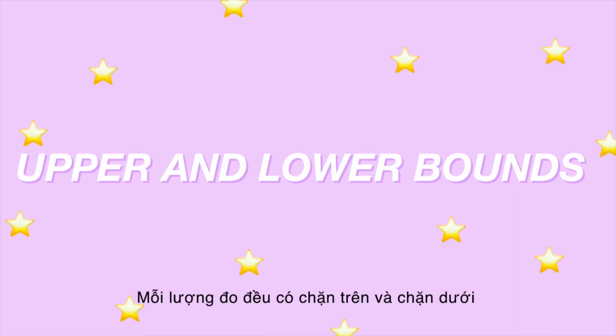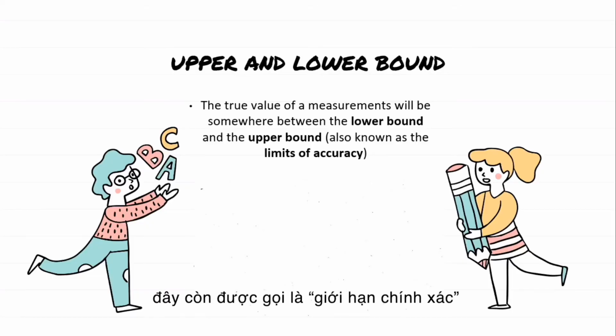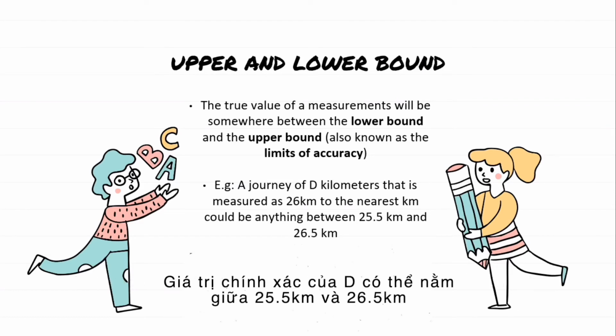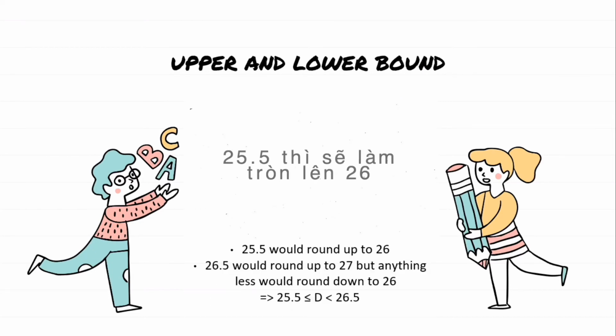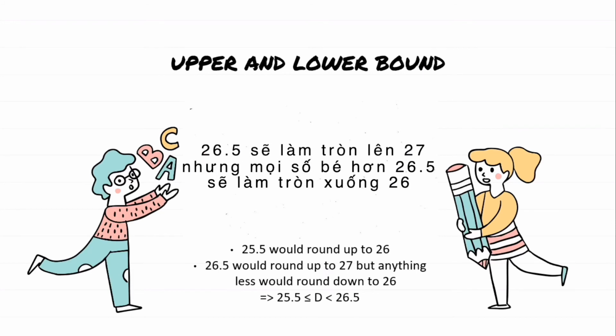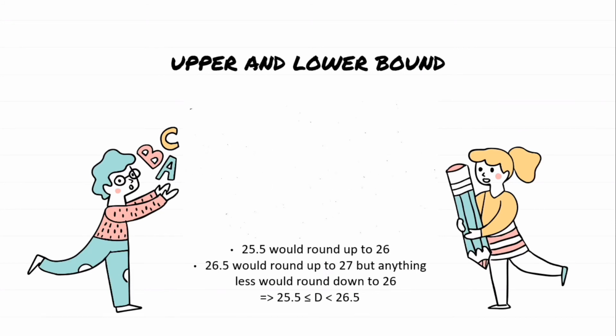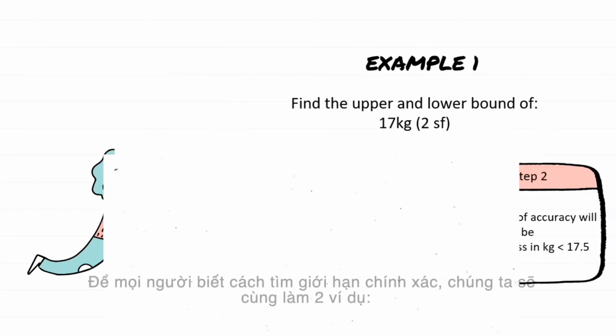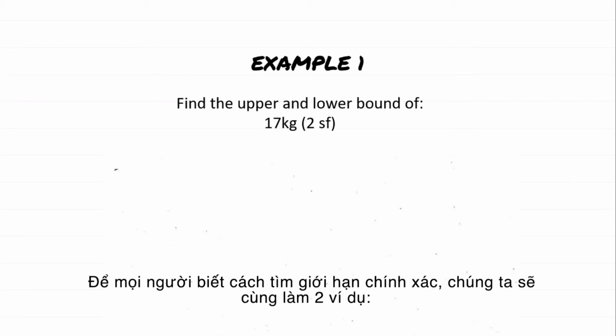As you may know, every measurement has an upper and lower bound. This is also known as the limits of accuracy. For example, a journey of d kilometers that is measured as 26 kilometers to the nearest kilometer could be anything between 25.5 km and 26.5 km. 25.5 would round up to 26, while 26.5 would round up to 27, but anything less would round down to 26. So the limits of accuracy for d would be d is greater than or equal to 25.5 and smaller than 26.5 kilometers.